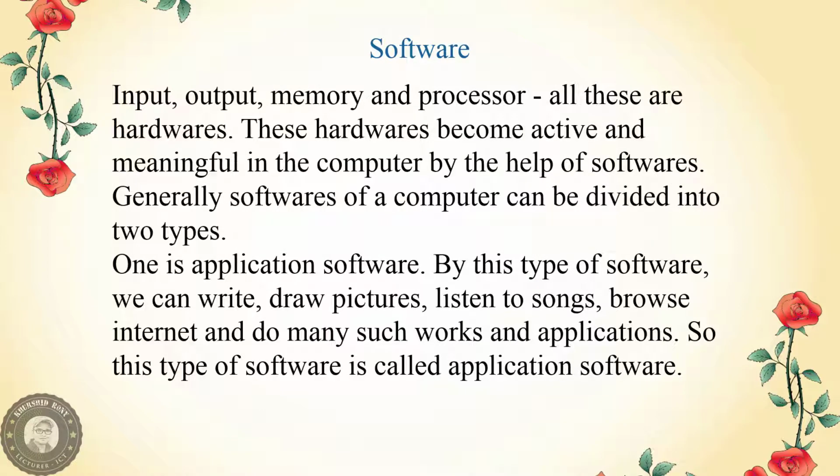Software. Input, output, memory and processor, all these are hardwares. These hardwares become active and meaningful in the computer by the help of softwares. Generally, softwares of a computer can be divided into two types. One is application software. By this type of software, we can write, draw picture, listen to songs, browse the internet, and do many such works and applications. So this type of software is called application software.